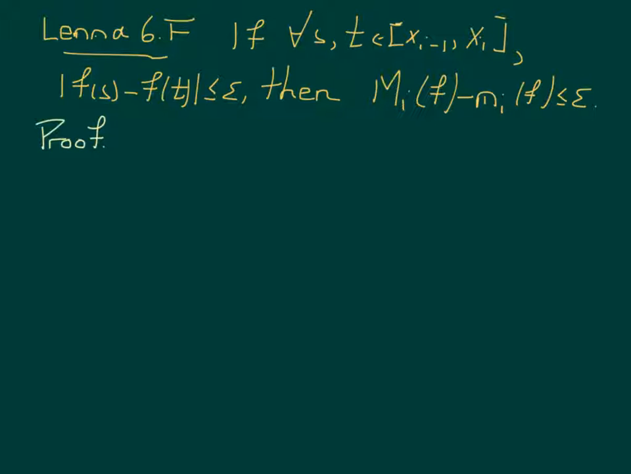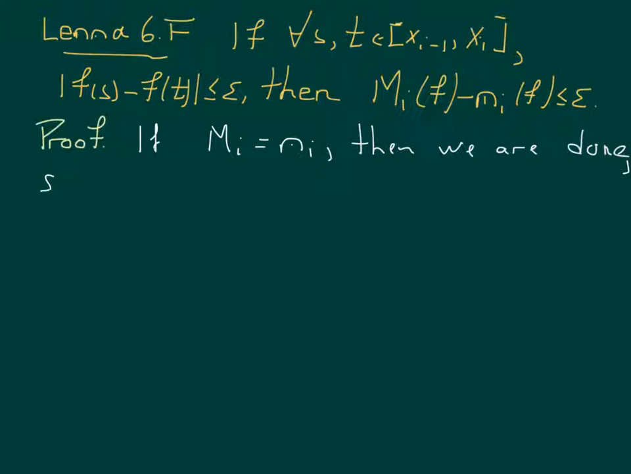It says that if for each s and t in the ith subinterval of a partition, the distance from f of s to f of t is less than or equal to epsilon, then the distance from capital M sub I of f and little m sub I of f is less than or equal to epsilon as well. Okay, so if capital M sub I happens to equal m sub I, then we are done. Why? Because if these are equal, then the difference is 0, which is certainly less than or equal to epsilon.